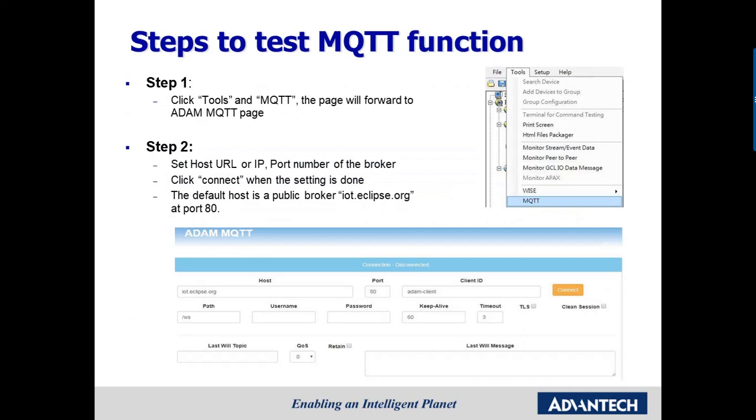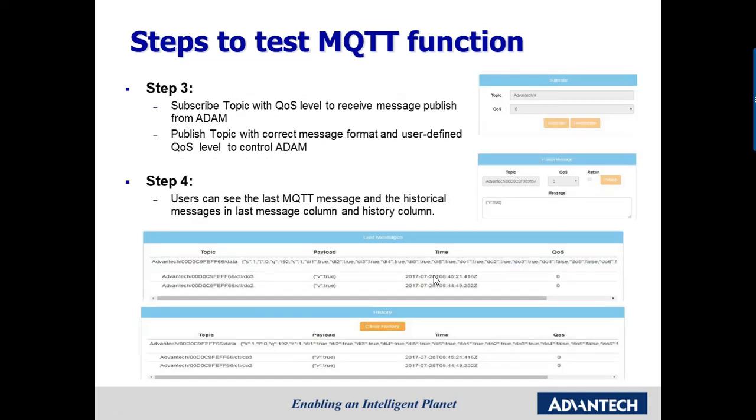Step 1. Open the test page by the instruction here. Step 2. Enter the broker's IP in the host column. For example, here we set the iot.xlibs.org as the broker. Due to the default broker via WebSocket is port 80, we remain the default setting here and click Connect. Step 3. You can subscribe any topic you want with different QoS setting. You can also publish topic with correct data format to control ADAM via MQTT. Step 4. Enjoy the MQTT message displayed in the below column.